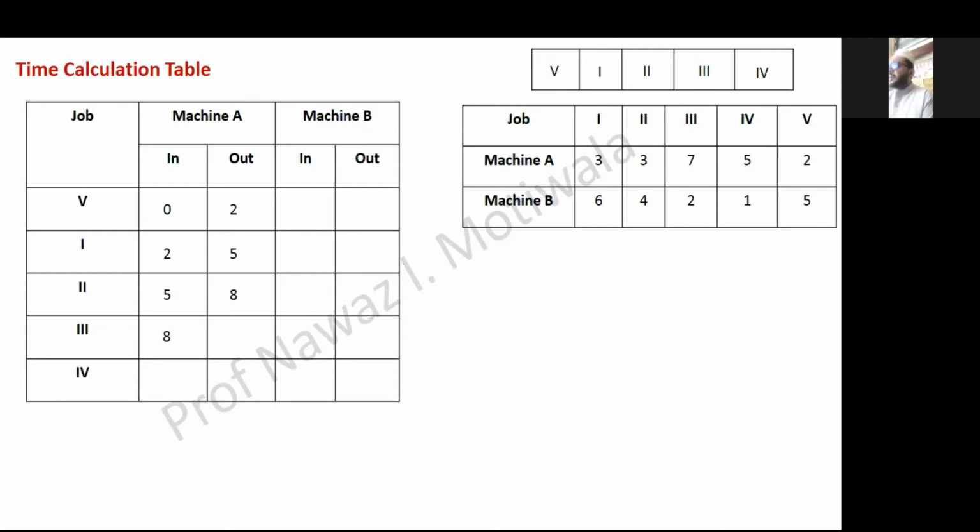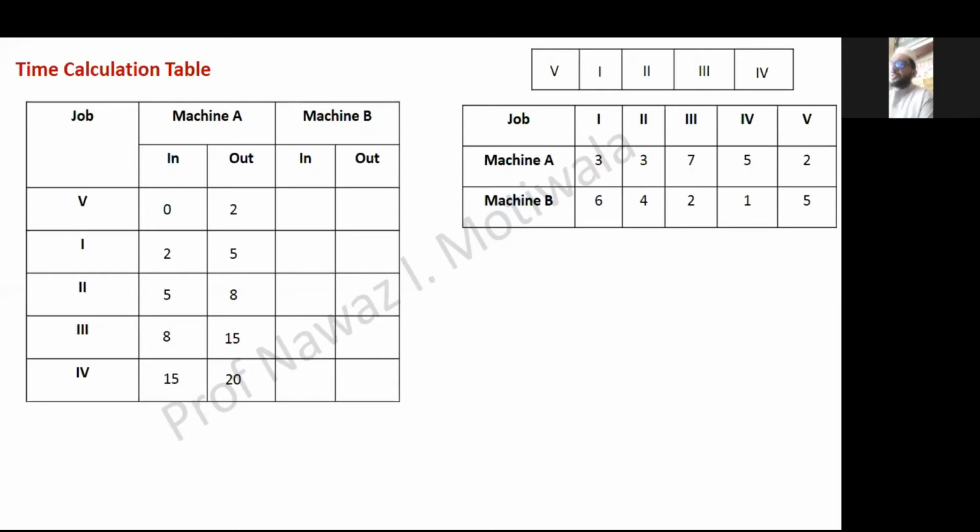Third job, it requires 7 minutes. So 8 plus 7, I will get 15. Now this out time 15 will become the in time for the next job. So 15, and the time it requires is 5. So 15 plus 5, I will get 20. This completes the entire timings for machine A. Now we will shift our calculation to machine B.